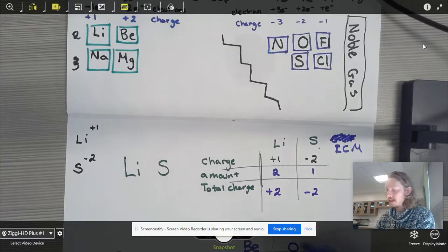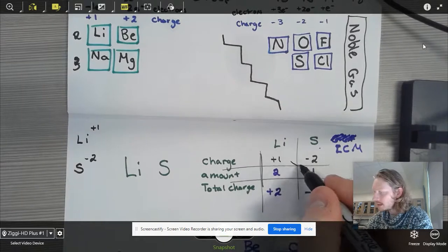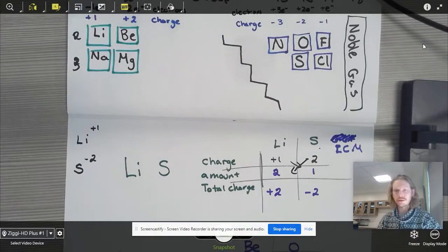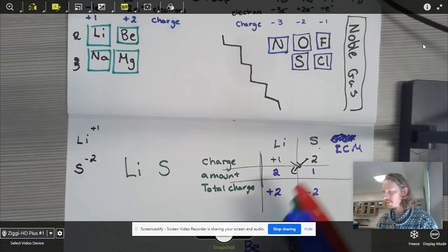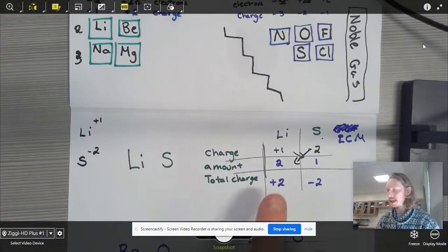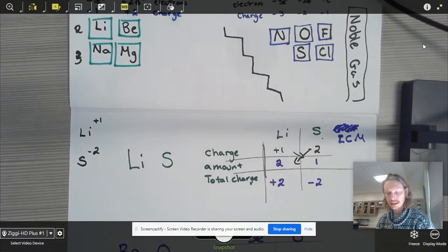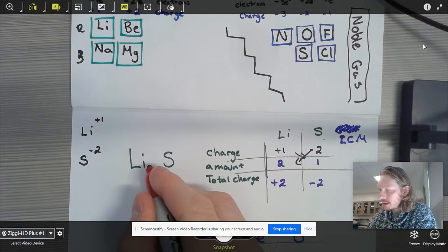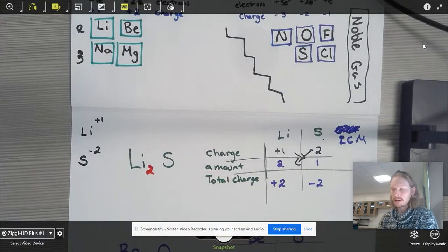Another thing you're going to notice is that these switch, right? And this is going to be generally the case. We just have to make sure that it's in lowest terms, just like reducing fractions. But we haven't seen that yet. Now we've been talking about the charge and the amount in this table. We need to pull out the right information. We have the amount right here. So we need 2 lithiums and 1 sulfur to make this work. Okay, so now it's balanced.